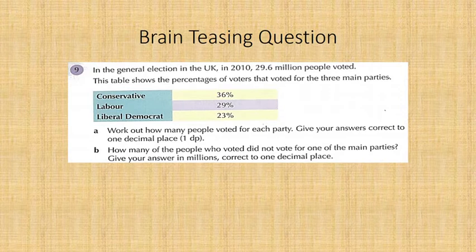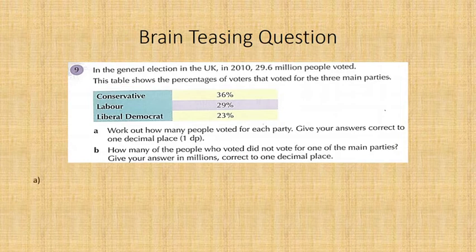Okay, so here is question number 9. In the general election in the UK in 2010, 29.6 million people voted. This table shows the percentages of voters that voted for the three main parties. The first party is 36%, the second party, Labour, is 29%, and the third party, Liberal Democrat, is 23%. Question A: work out how many people voted for each party and give your answers correct to one decimal place.